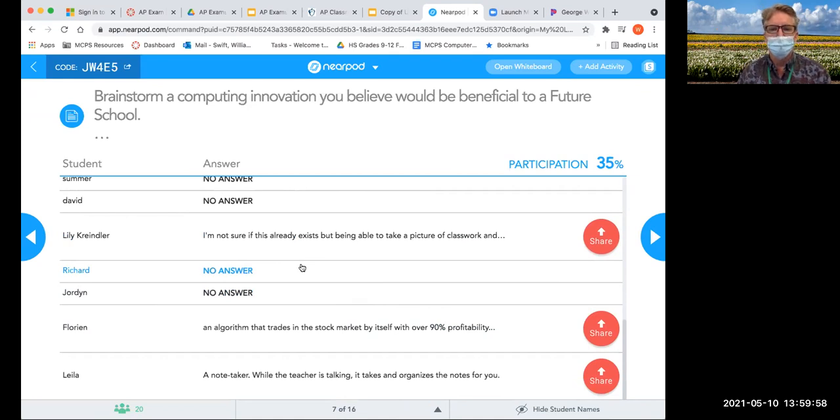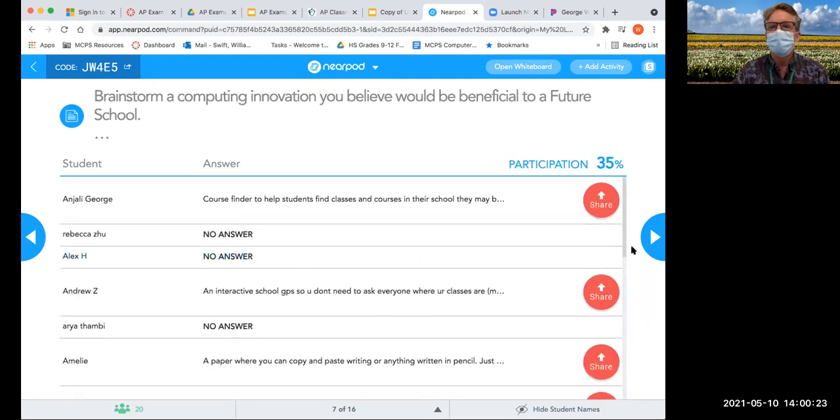A note taker. While the teacher is talking, it takes and organizes the notes for you. Boy, do I need that. What I need is something that writes efficient, succinct notes. My problem is my tendency is to write everything down. Writing everything down is not taking notes. You need to be able to identify the important material and get that.